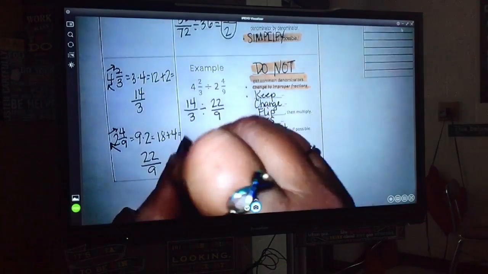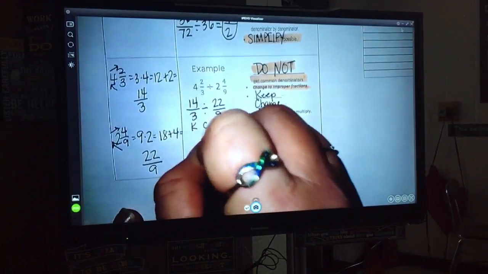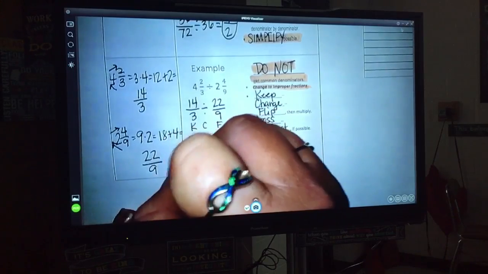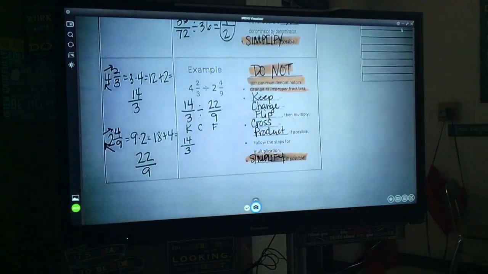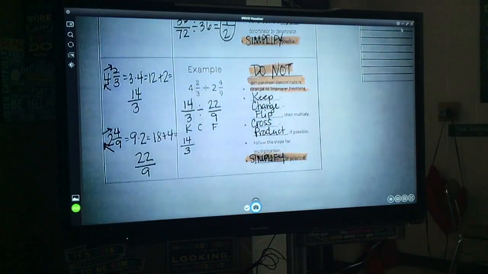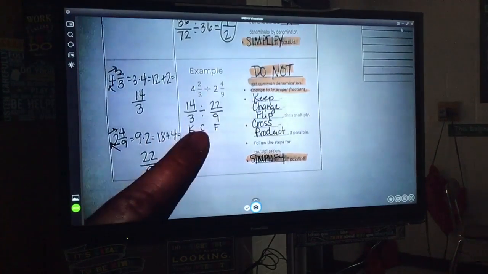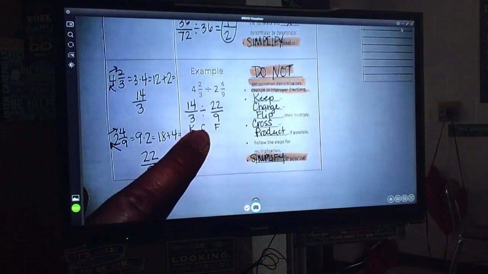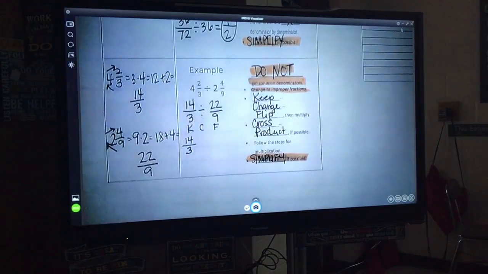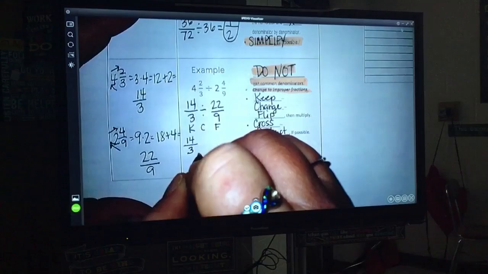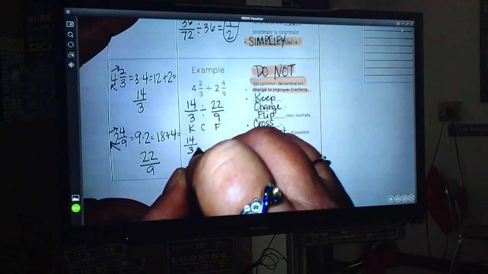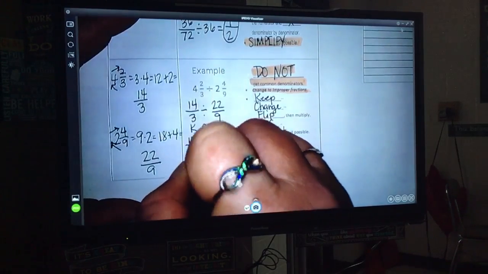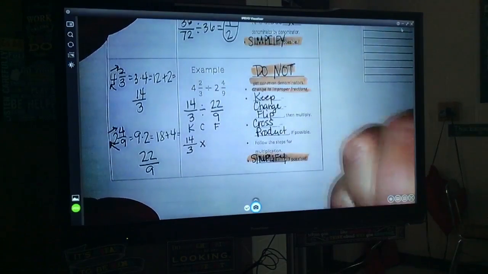Alright, so keep, change, flip. Someone tell me what I do after the first step. What do I do? Nobody knows? So I kept the first one. What do I do for the second one? Christiana? Change the division to multiplication? Yep. And then what do I do next, Christiana?